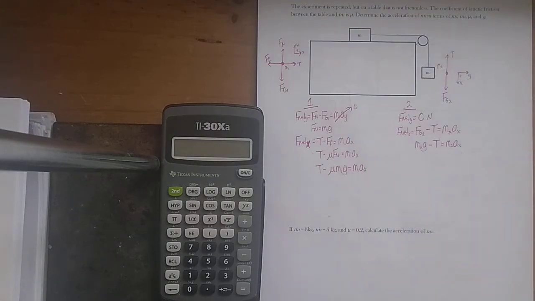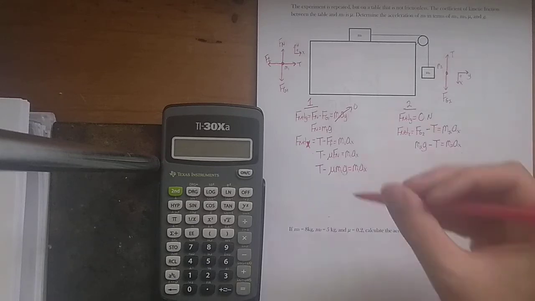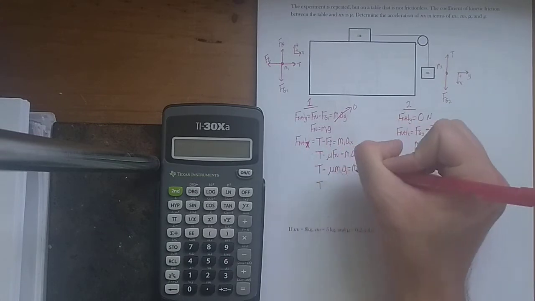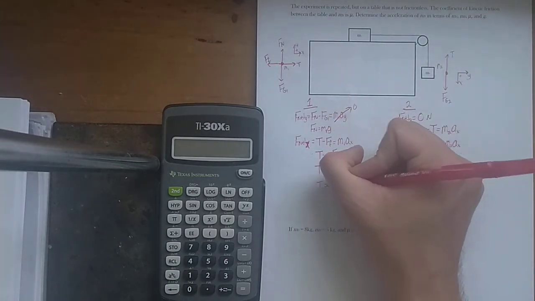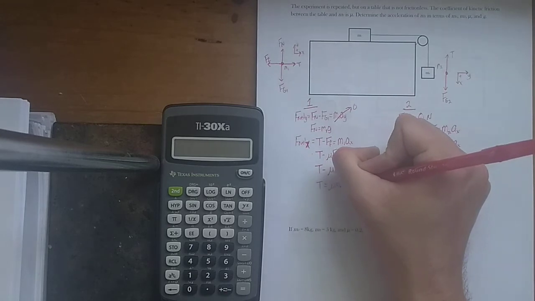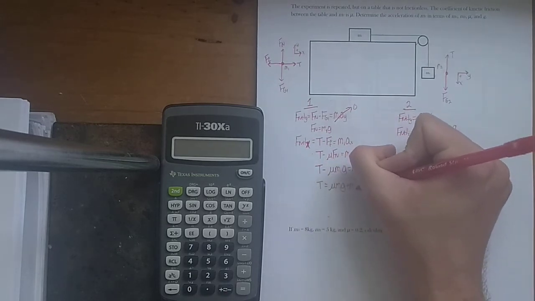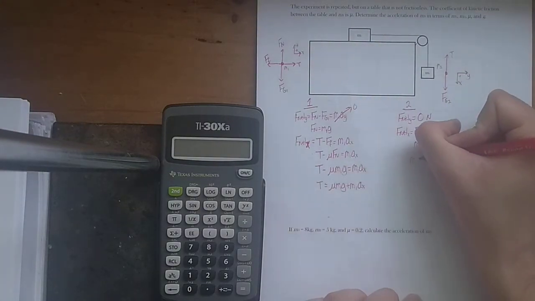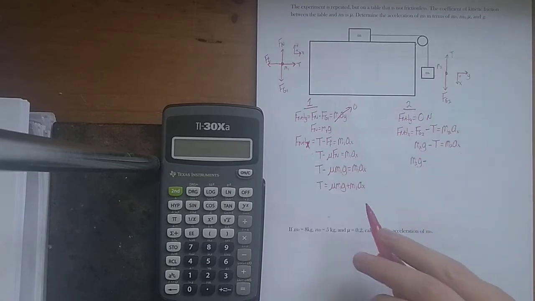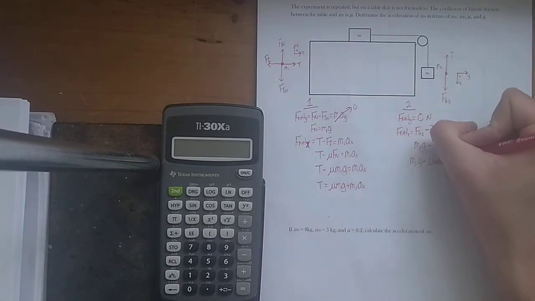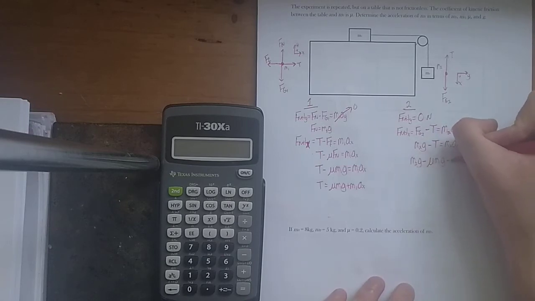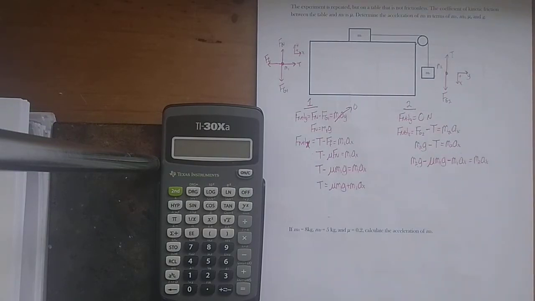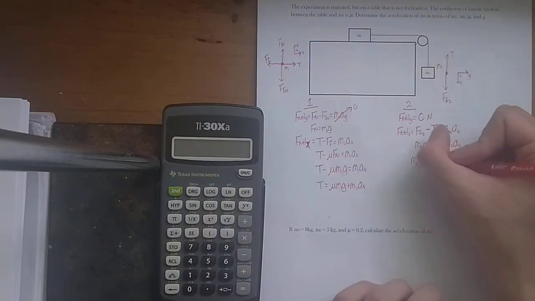So we need to solve one of these equations for T, in other words, get it into T equals form, and then plug it into the other equation. I'm going to choose this one. If I add mu m1g to the other side, I get tension equals mu m1g plus m1 ax. I'm going to plug that in over here. So I have m2g minus, that minus is going to get distributed to both of these terms, minus mu m1g minus m1 ax equals m2 ax.